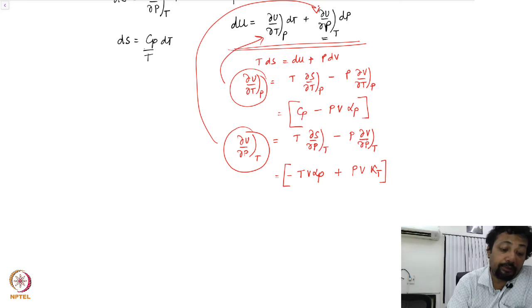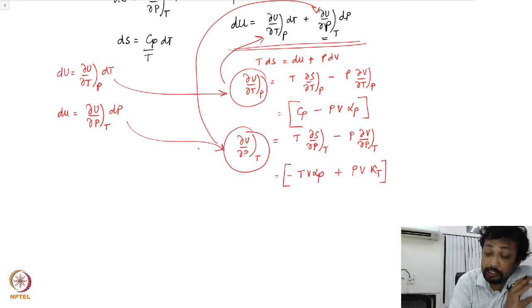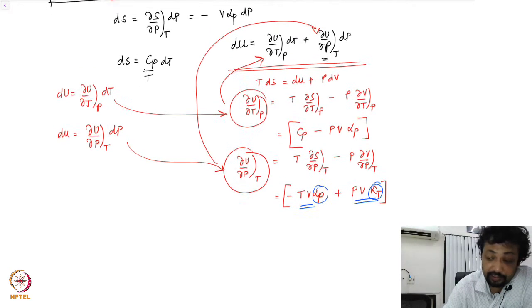So if you say, look, I want to keep the pressure fixed, then dU is del U del T, and I have changed the temperature dT, so this relation will be used. If you want to say, look, I have kept the temperature fixed, I want to measure the change in energy as the pressure is doubled, you are going to use this. These relations are only with respect to your response functions, kappa T, alpha P. They are not specific for any system, right?